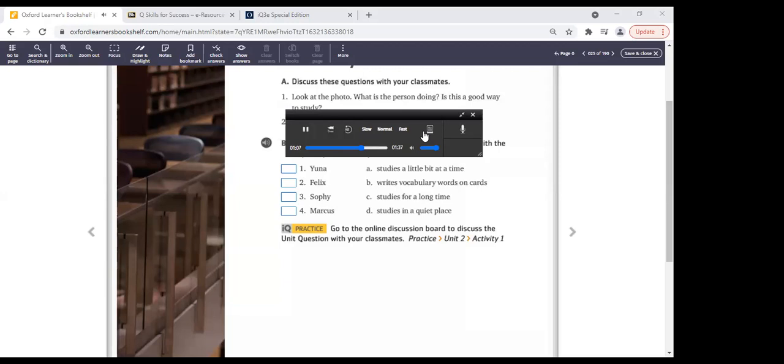So you believe that studying for long hours on one thing is the best way to study? Yes. Marcus, what is the best way to study? Well, I learn vocabulary best when I write the words on cards. I practice with the cards when I'm waiting for a bus or waiting for a friend. I don't study everything at once, and I don't study in quiet places.